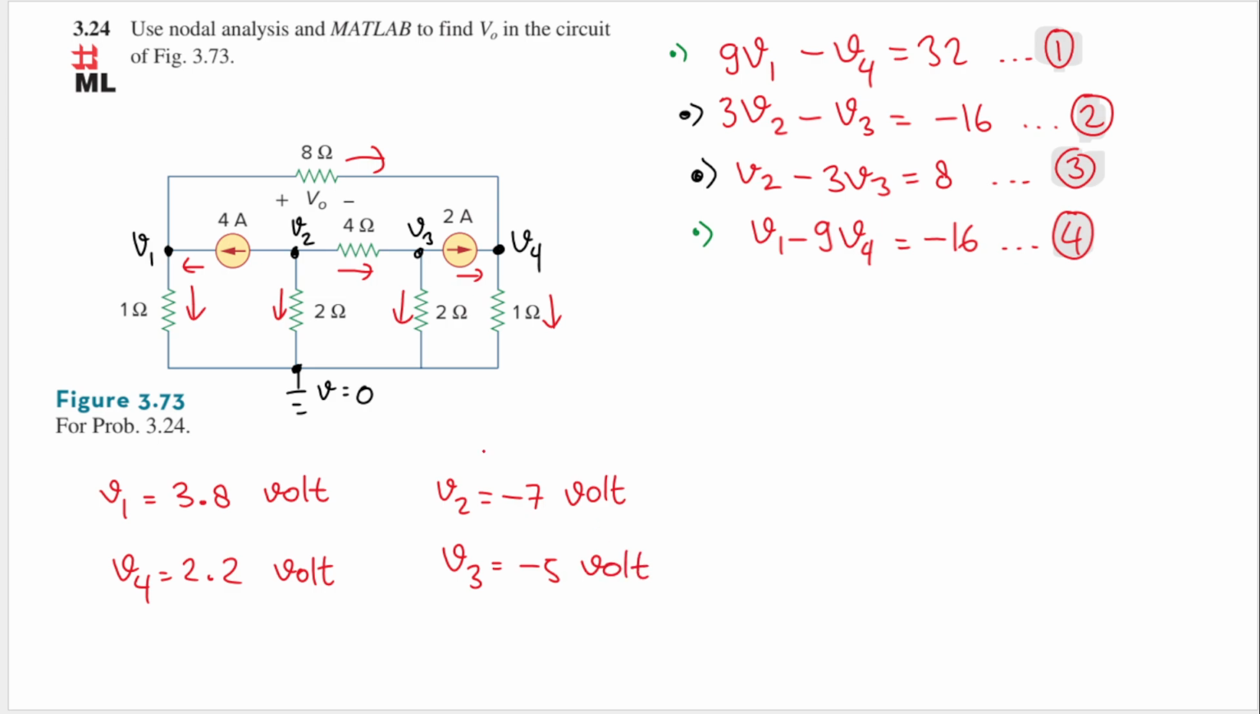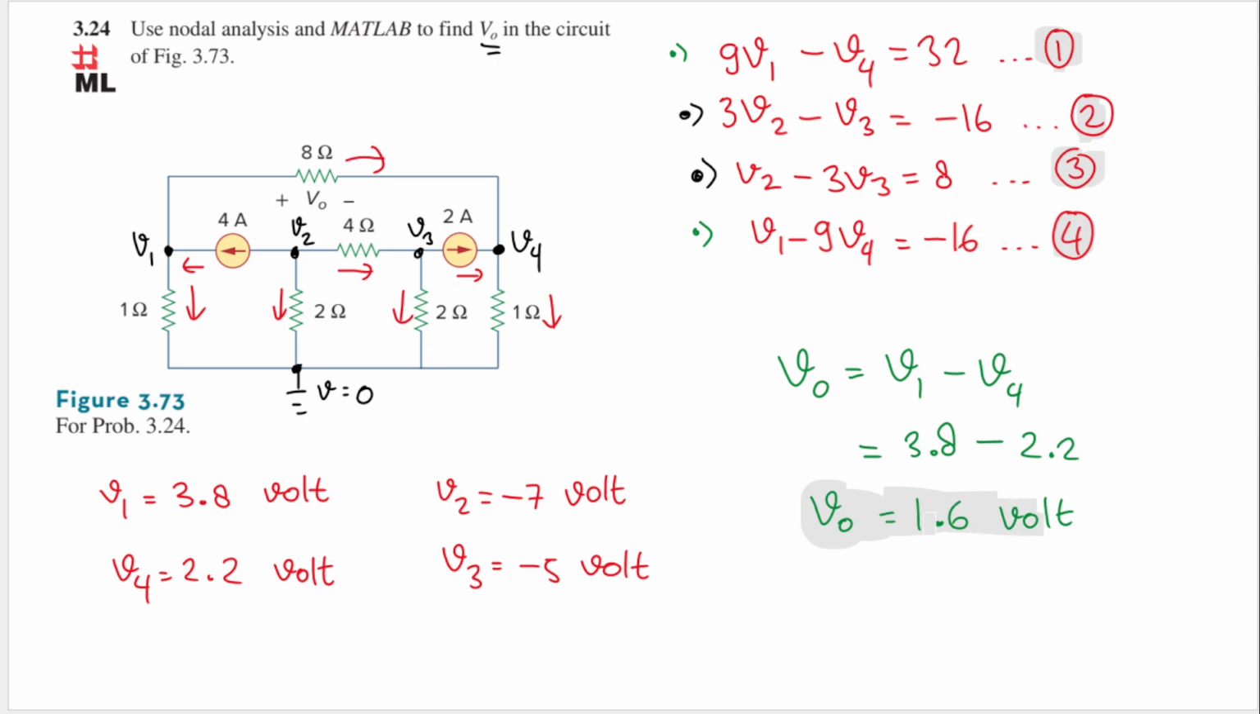So what is the question asking us about? V0. V0 is equal to V1 minus V4. So I will have 3.8 volt minus 2.2, which gives 1.6 volt. So this is the value of V0. Let's highlight that because this is the final answer to this question.